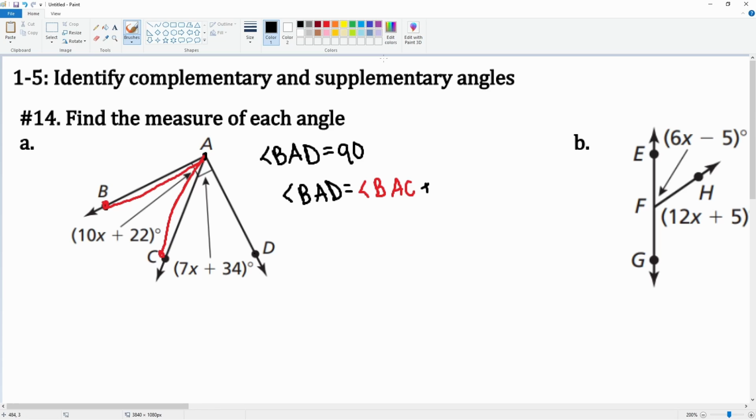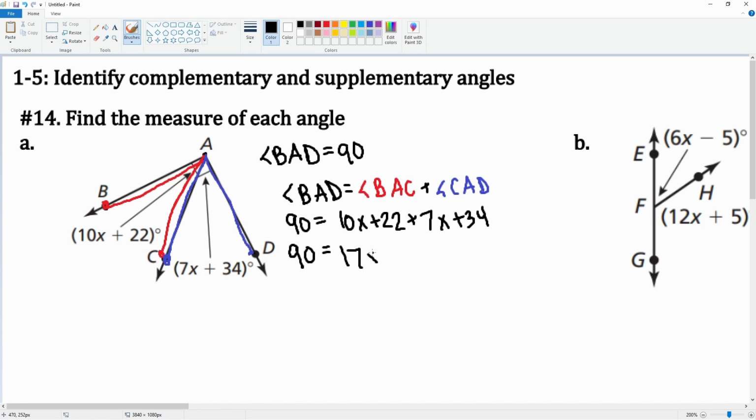And if we add that to this angle CAD, that adds up to 90. So this equals 90. BAC is 10x plus 22. CAD is 7x plus 34. All right, now we can combine like terms and solve for x. Nothing happens to this 90, so we bring it down. 10x plus 7x is 17x. 22 plus 34 is 56.